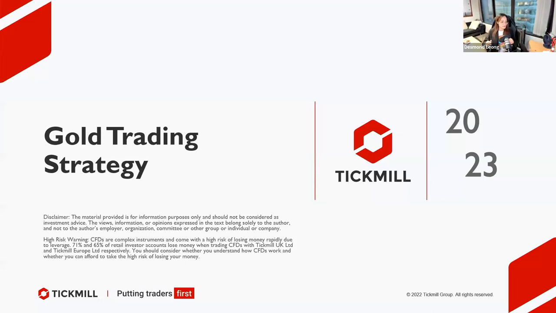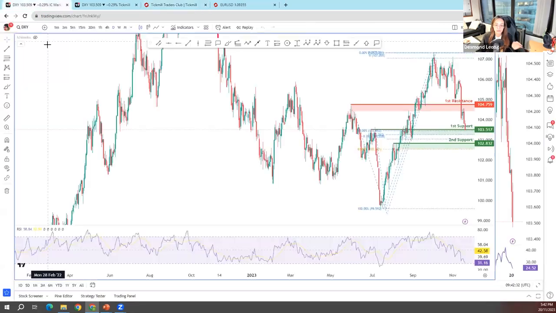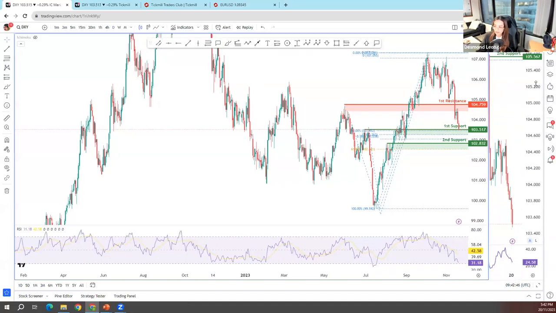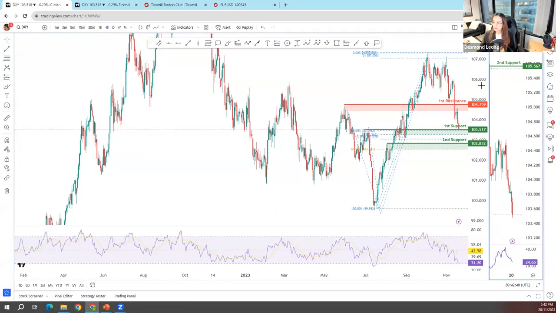Hi guys, how you guys doing so far? Let's just look at the charts for today. Do you have any questions? You can just ask me any question you want to know about gold. I will share with you guys how I use this strategy to pass all my challenges, even phase one, phase two, and get funded.